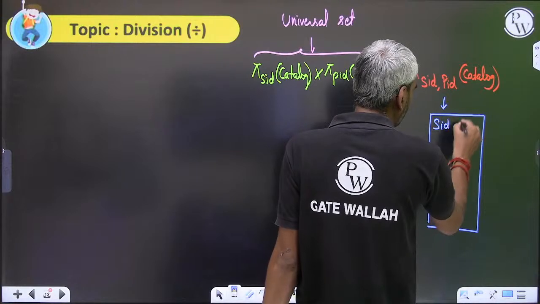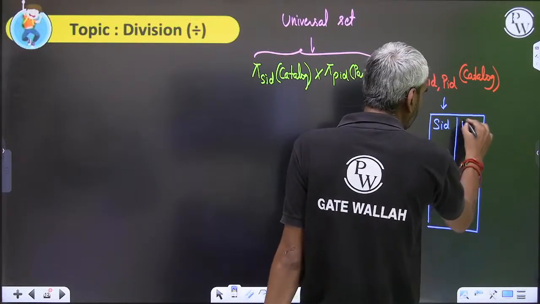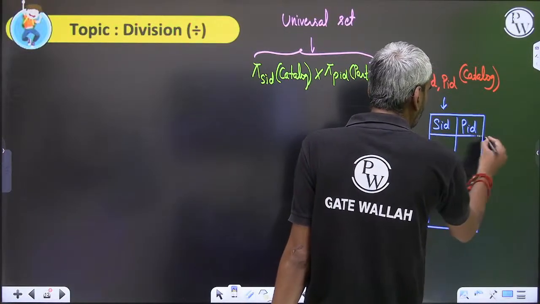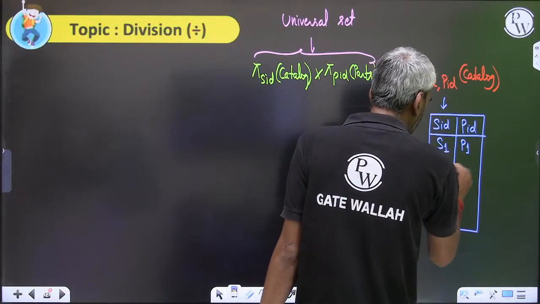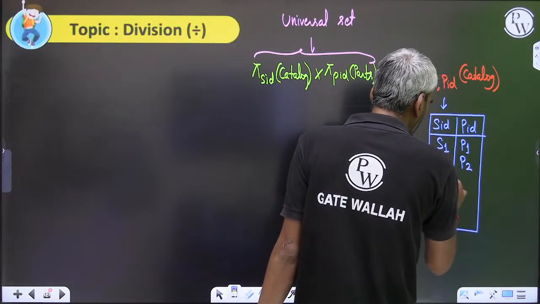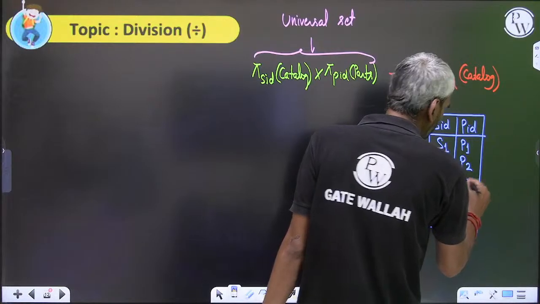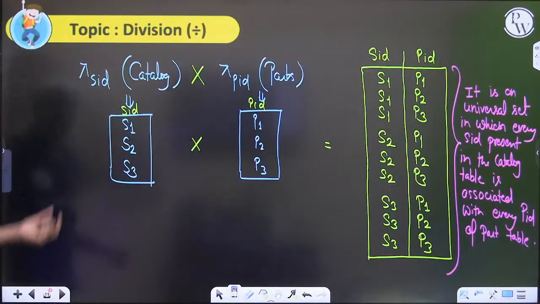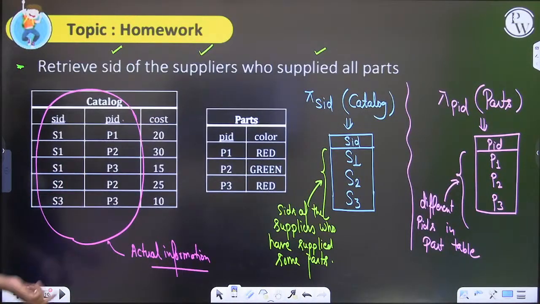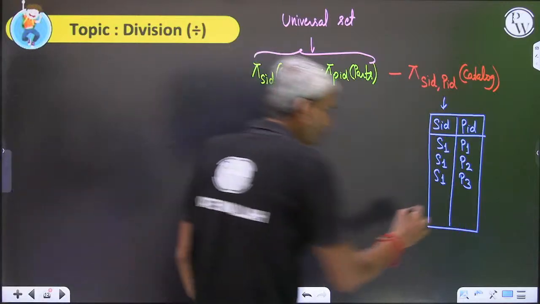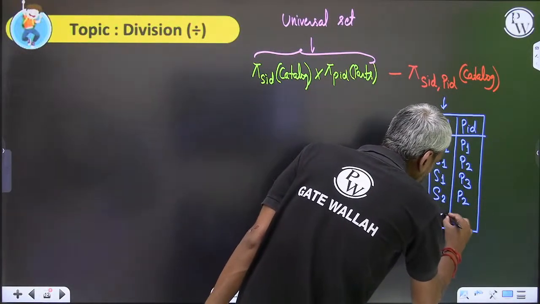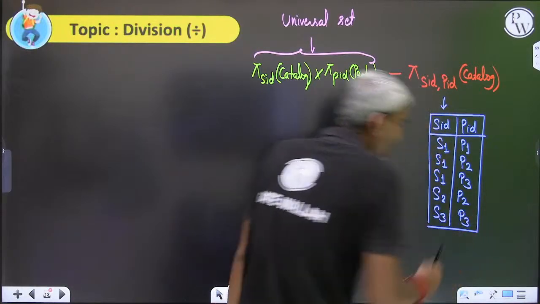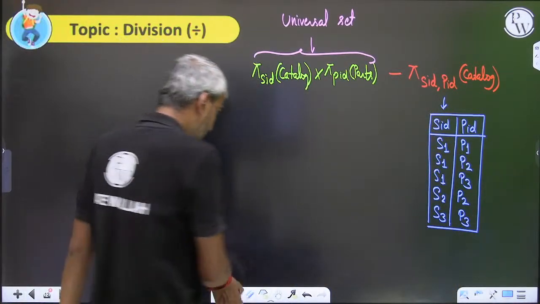Supplier ID and part ID supplied by that particular supplier. So I know S1 has supplied P1, S1 has supplied P2, and S1 has supplied P3. Apart from that, S2 has supplied P2, and S3 has supplied P3.